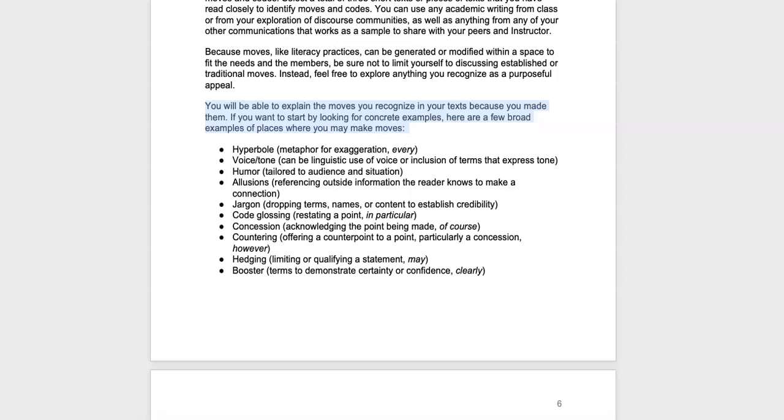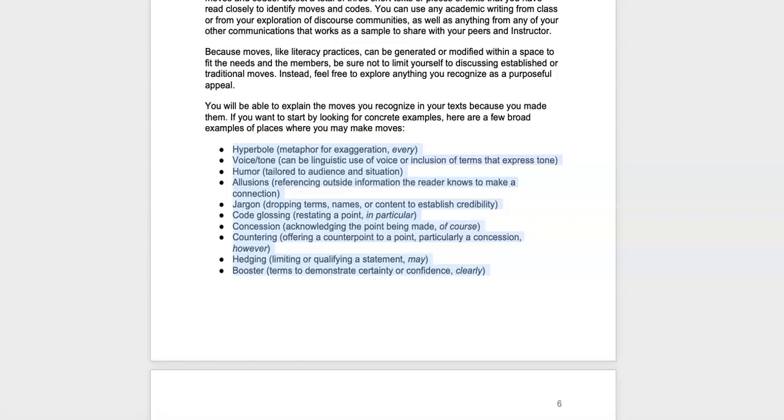If you want to start by looking for concrete examples, here are a few broad examples of places where you may make moves. Hyperbole, metaphor for exaggeration, "every." Voice or tone can be linguistic use of voice or inclusion of terms that express tone. Humor, tailored to audience and situation. Allusions, referencing outside information the reader knows to make a connection. Jargon, dropping terms, names, or content to establish credibility.